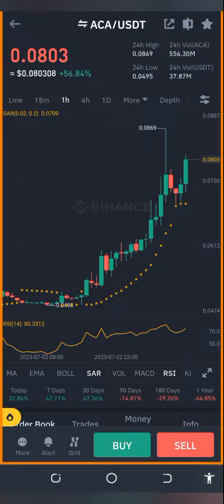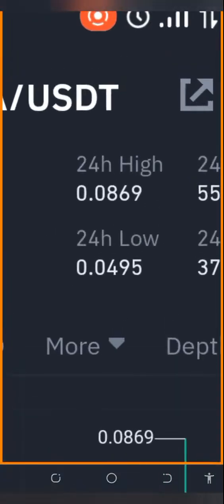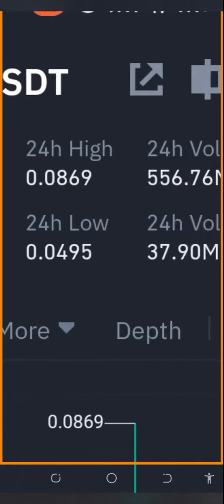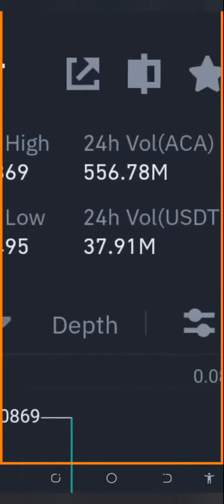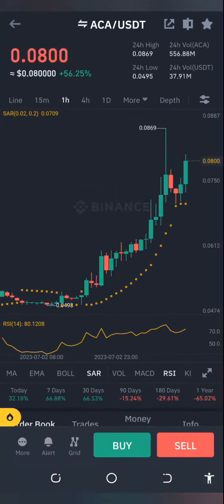Now, first thing you gotta check the 24-hour high, which was 0869, which was cool. The 24-hour low, that means it's really volatile, right? Look at the volume, 37.9 million. Oh my gosh. Now, this is good. These are the two things that we need to really check, right? Then you check whether it's pumping.